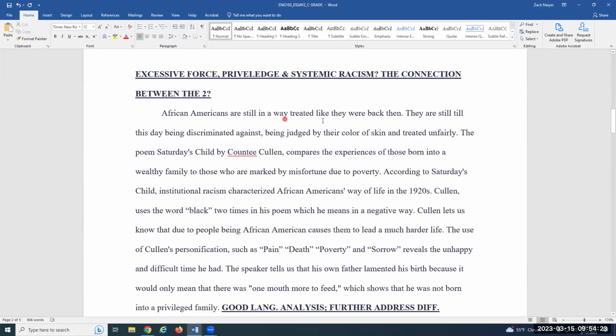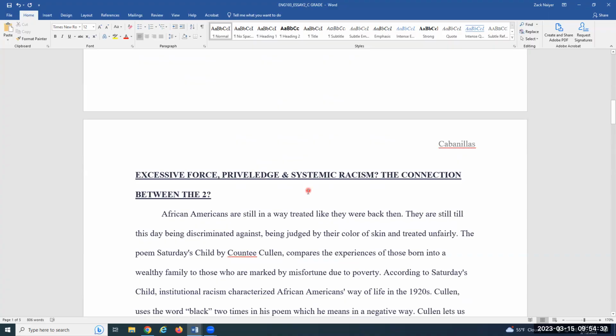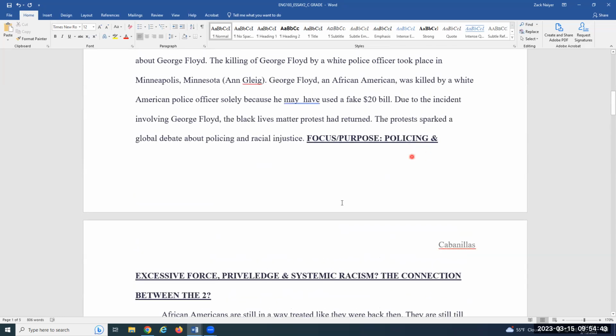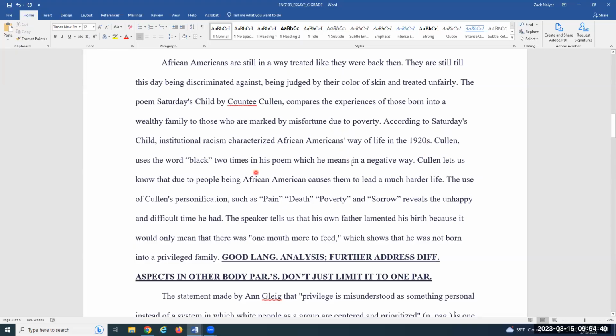And okay, still in a way treated like they were back then. Okay, so here we're getting into some poetry analysis. Okay, misfortune due to poverty. Okay. Yeah, like is there maybe a correlation that can be made between relationship with law enforcement and maybe struggling with poverty, you know? So that could be clear. Cause them to have a much harder life. Right. So the invoking of maybe impoverished conditions and the significance of the use of the word black, and then the use of these words.